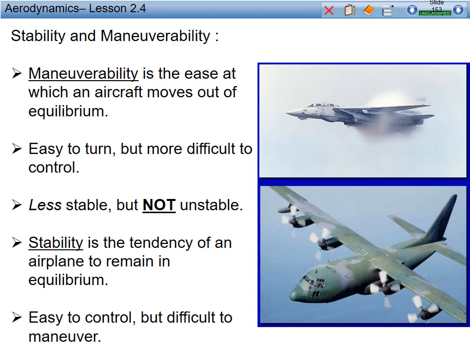In aircraft, we discussed it as stability versus maneuverability. Maneuverability is the ease at which an aircraft moves out of equilibrium, which causes easier turns, but is more difficult to control. Less stable, but not necessarily unstable. Versus stability is the tendency of an airplane to remain in equilibrium. Very easy to control, however, difficult to maneuver.